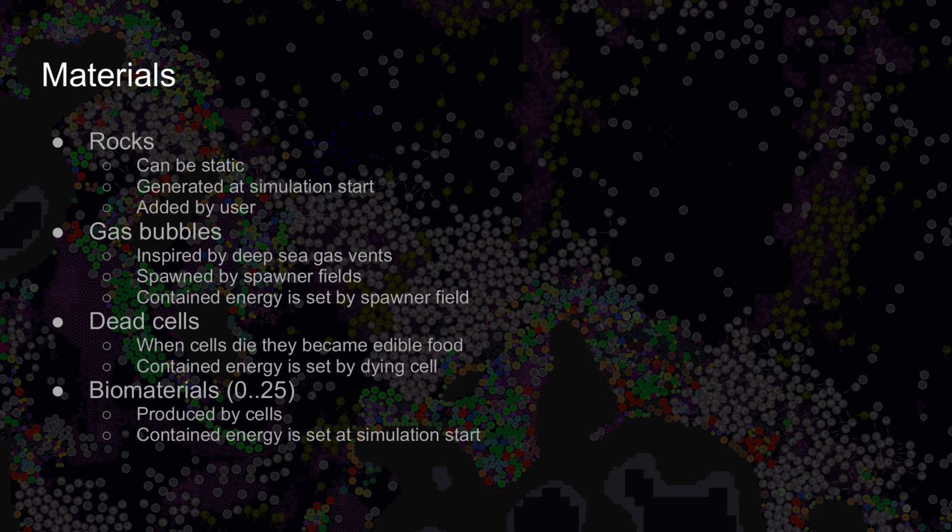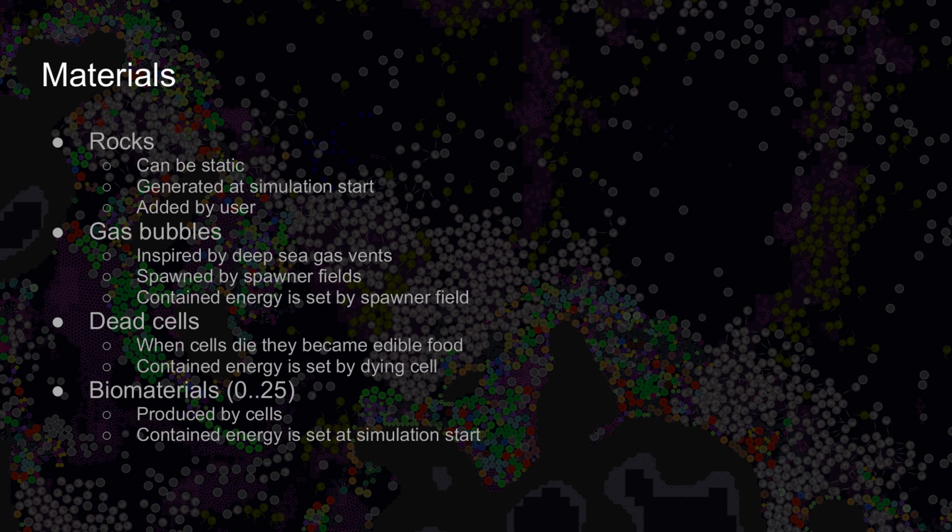There are 4 types of materials outside living cells. The first one, the most basic, is rocks. These do not have any special behavior, except that rocks can be static, non-moving objects. These are added at the start of the simulation at world generation. The user can add moving and non-moving rocks to the simulation anytime.